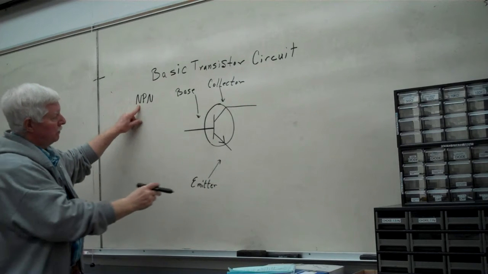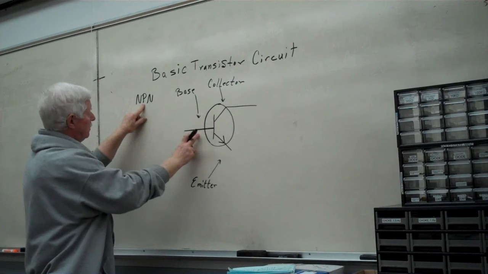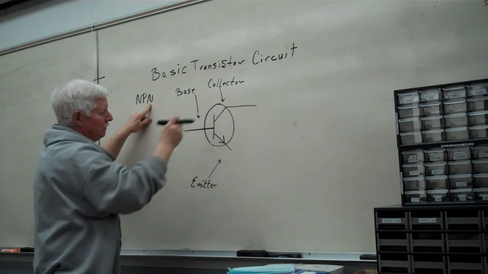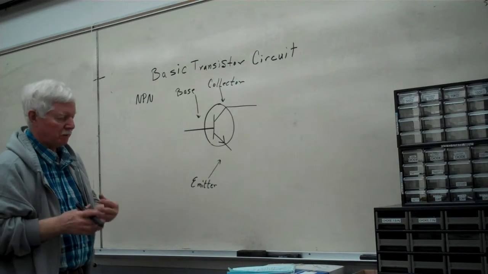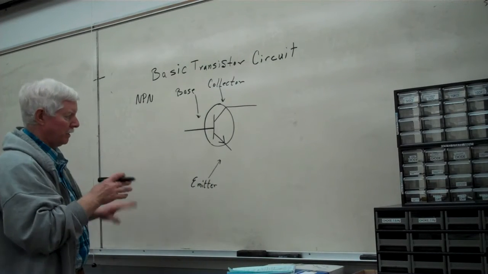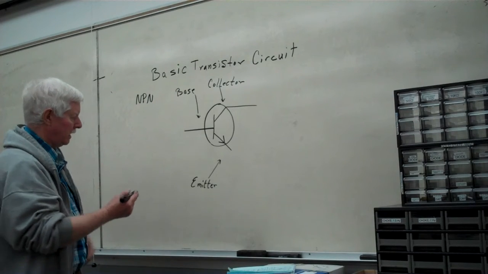The N part of this talks about the emitter, the P is the base, and the N is the collector. We're going to use the same type of voltages that we talked about earlier, and we're going to talk about the currents that occur when this begins to conduct.